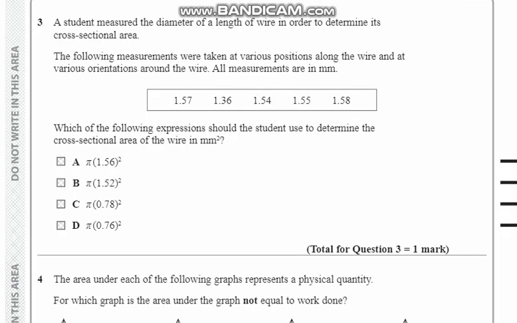The third question states that a student measured the diameter of a length of wire in order to determine its cross-sectional area. The following measurements were taken at various positions along the wire at various orientations around the wire. All measurements are in millimeter. Which of the following expressions should the student use to determine the cross-sectional area of the wire in millimeter square? Always, guys, first things first, write the formula down. So the formula is A equals pi r square, and these values are given as diameter.